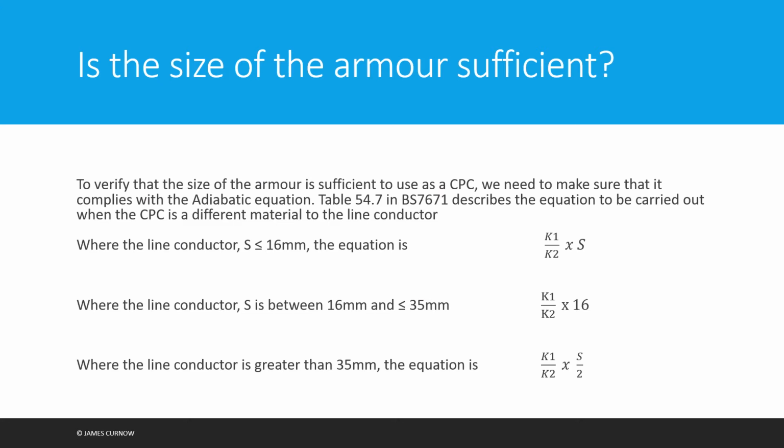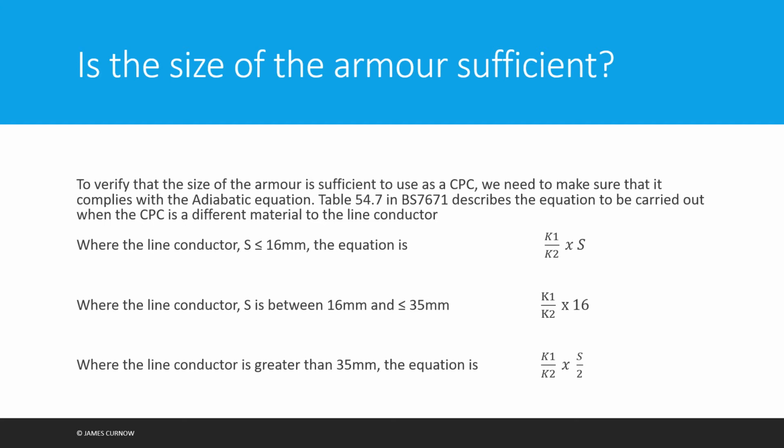So, is the size of the armour sufficient? To verify that the size of the armour is sufficient to use as a CPC, we need to make sure that it complies with the adiabatic equation. Table 54.7 in BS 7671 describes the equation to be carried out when the CPC is a different material to the line conductor, and I've just broken down some of the examples here.